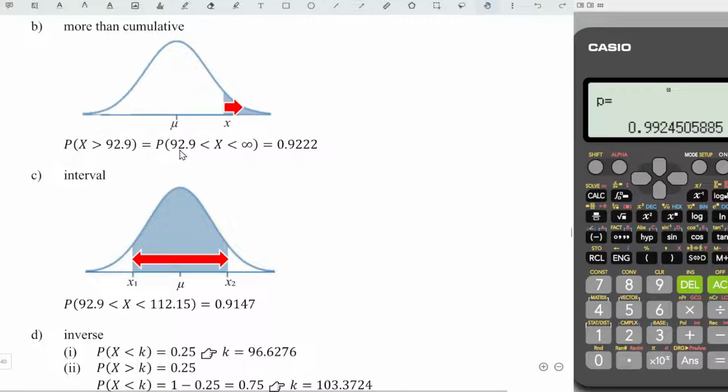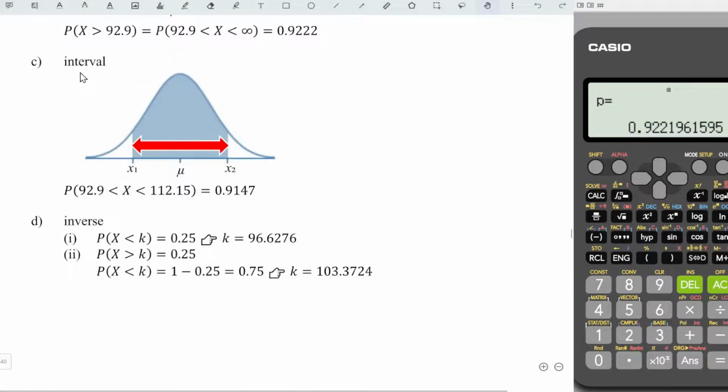So we should start by entering the point that we have, which is 92.9. So again, press equal, get back to the lower point. So we have 92.9. Press equal for the upper limit, and this time we should press infinity. So we use 99,999 to represent positive infinity. Press equal, sigma same, mu same. So we should obtain the correct probability.